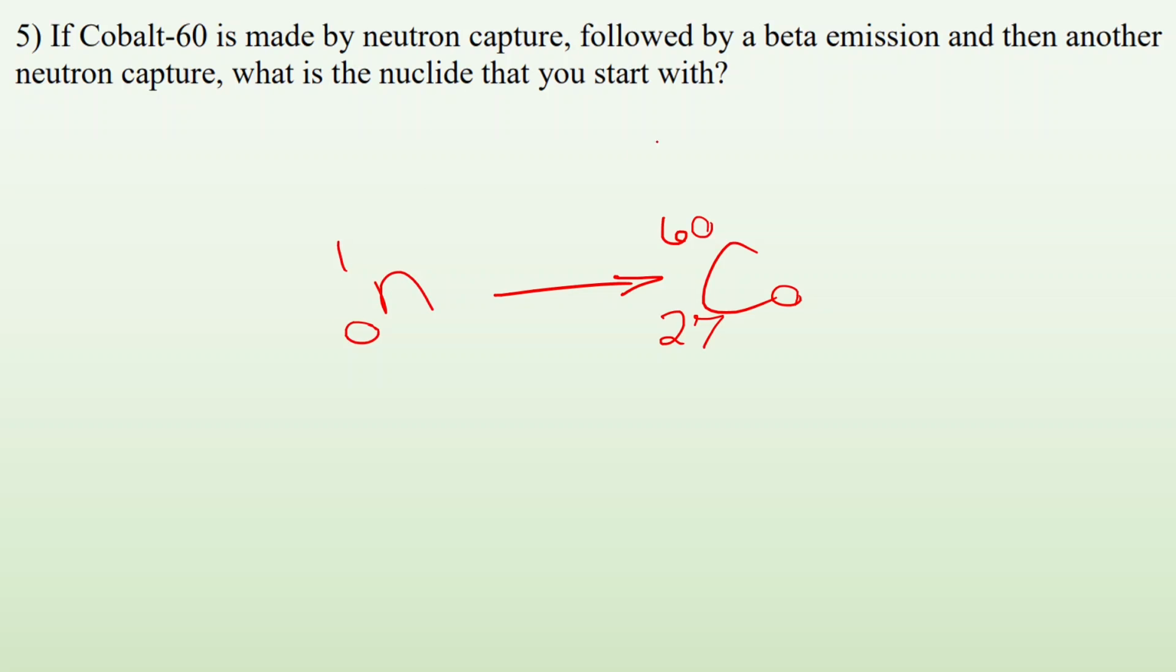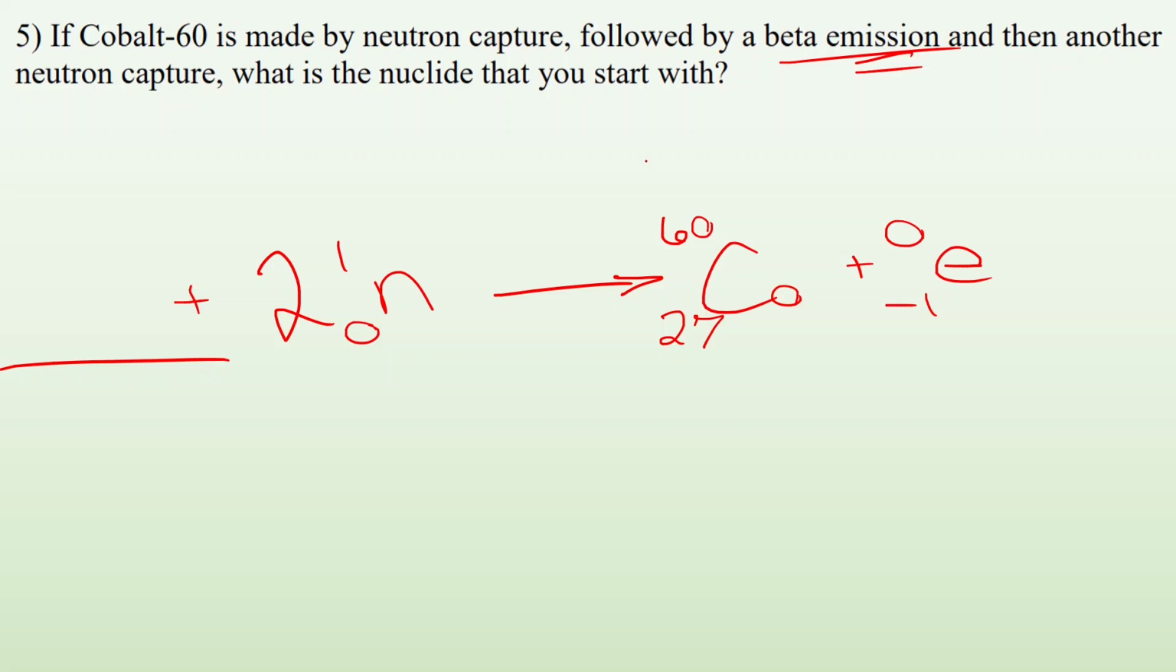It had to be a reactant, followed by a beta emission. If I'm emitting it, it is now a product, so it gives off a beta particle. And then another neutron capture. Interesting. I could write this out again, or I could just put a coefficient of 2 in front of the neutron. It says, what is the nuclide that you start with?